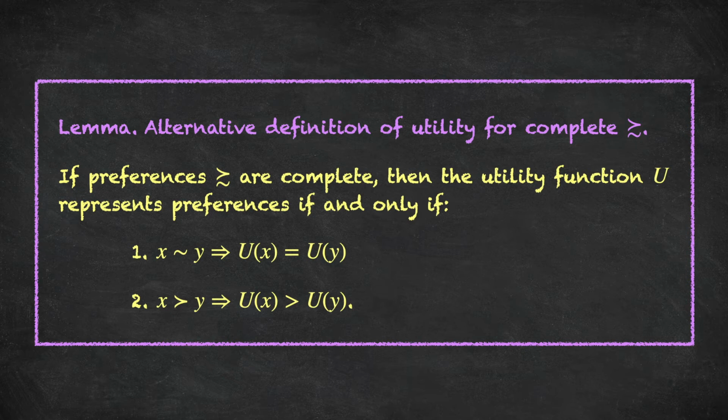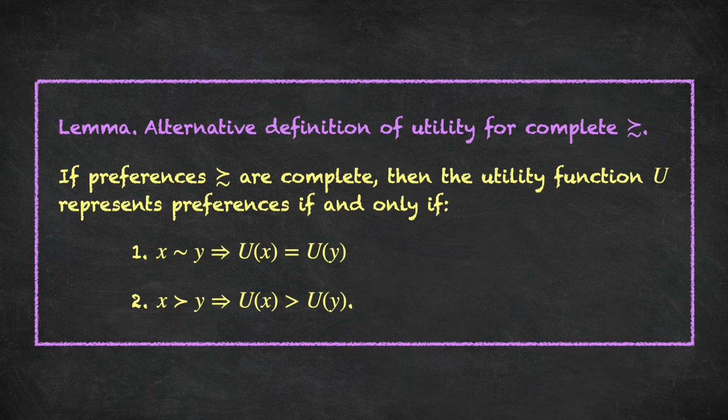Notice this is a one-way implication. If the decision maker is indifferent, then this implies that the utility function assigns the same number to each outcome. The second condition is that if the decision maker strictly prefers x to y, then this implies that the utility function assigns a higher number to that outcome.